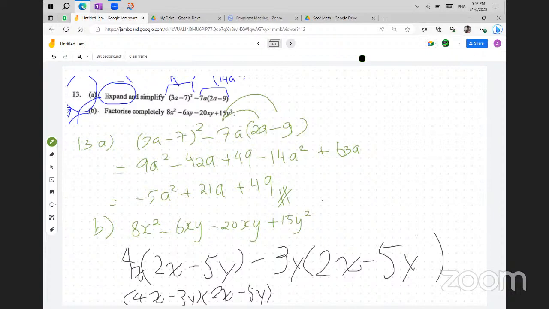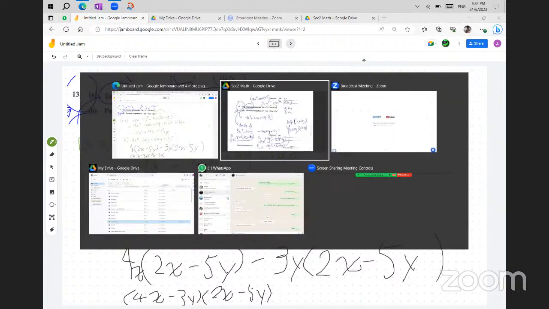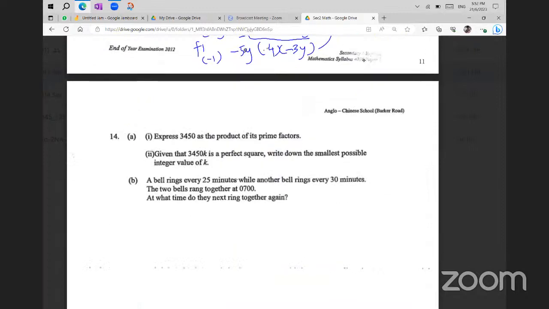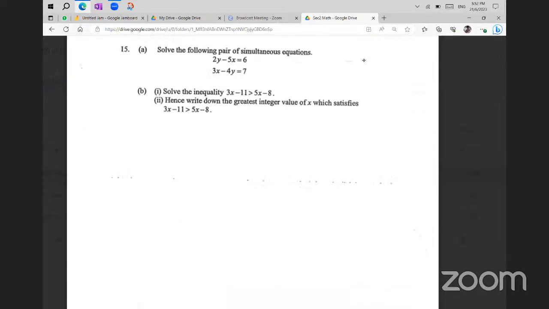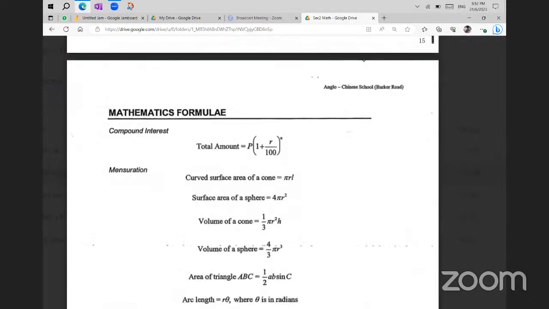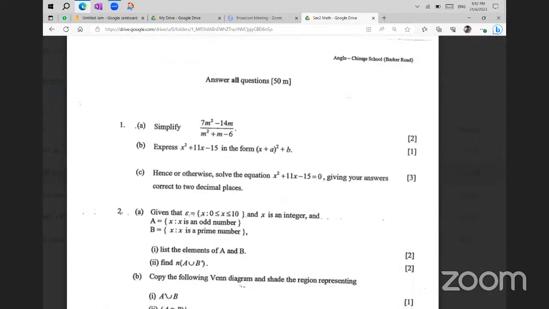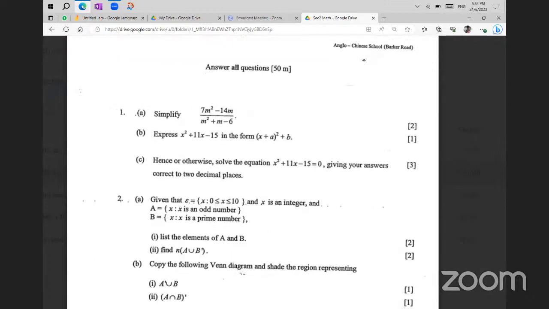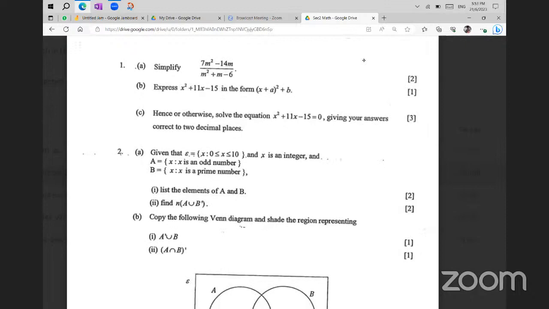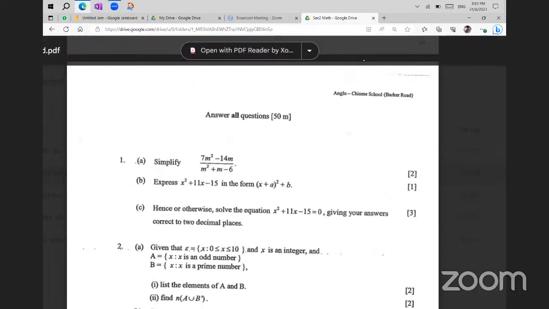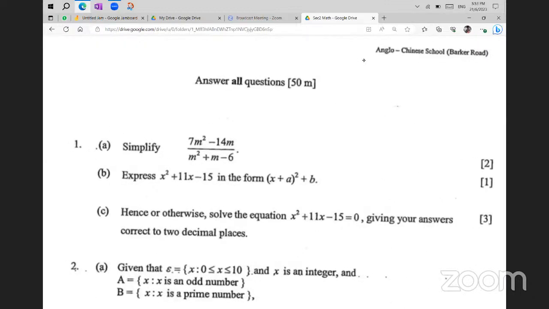Let me find a question that might give you more trouble. Shall we do that? Okay. You did say algebra is the one giving you trouble, right? Look at 1A for a while. You look at my screen sharing. Look at 1A. Does this give you trouble, you think?